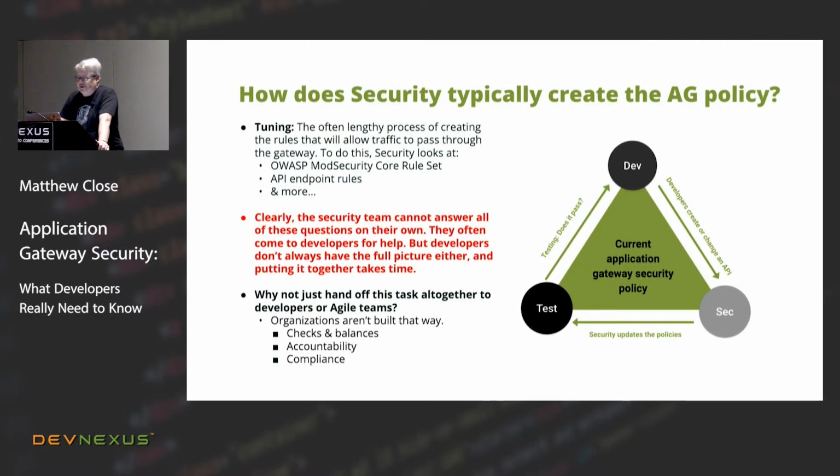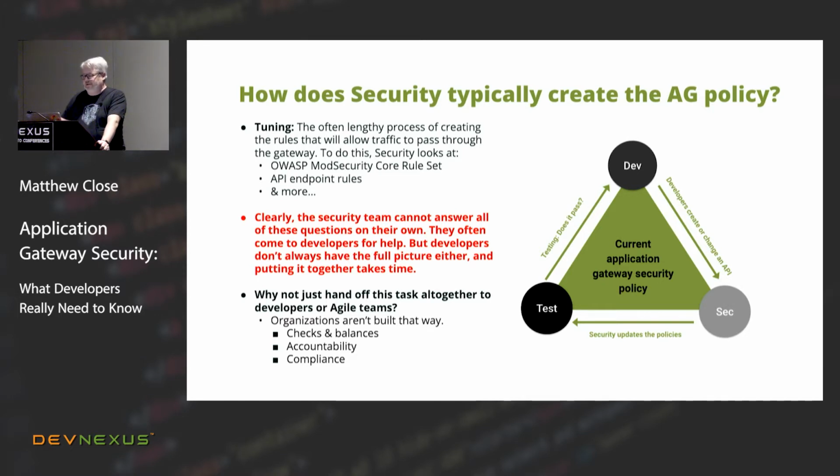So if security is in charge of the application gateway, how do they go about creating those policies? It's a process called tuning. It's straightforward, but it's difficult and it can take a long time. This is how security determines the rules that will allow traffic to pass through the application gateway. Their goal is to only allow what is absolutely necessary, then block everything else.